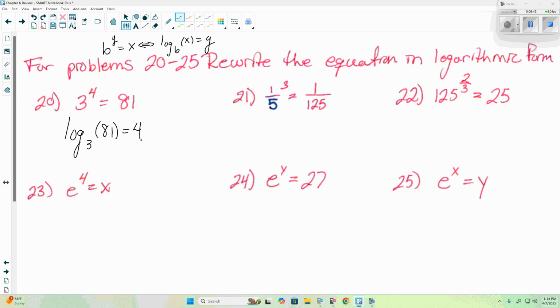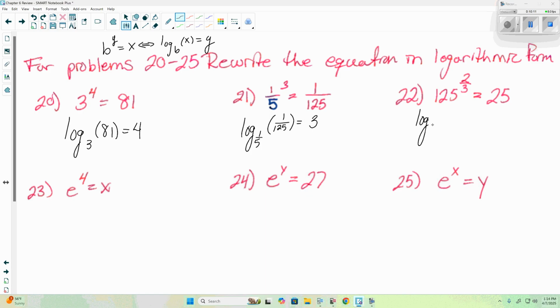Let's look at 21. 1/5 to the third is equal to 1 over 125. So in logarithmic form, we'd have log base 1/5 of 1 over 125 is equal to 3. Then 125 to the 2/3 is equal to 25.